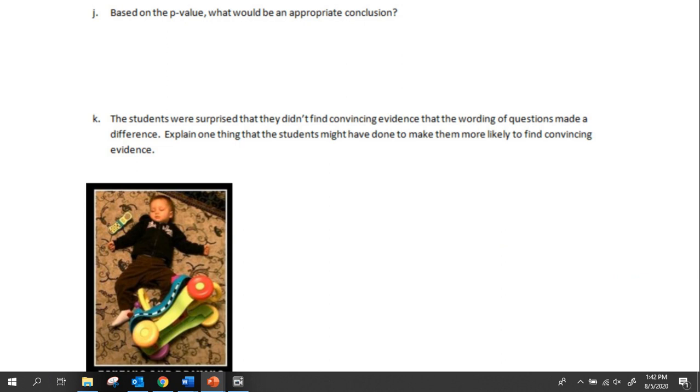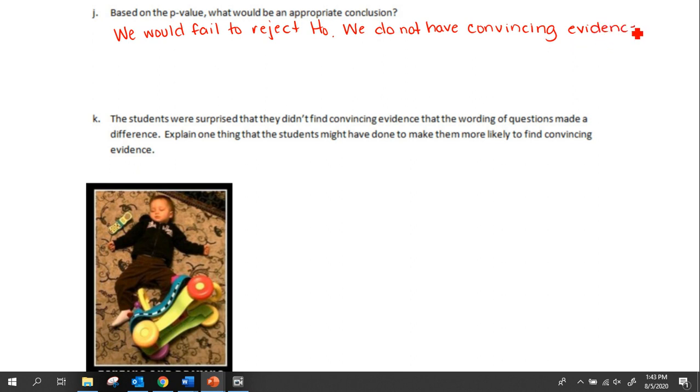Based on the p-value, what would be an appropriate conclusion? So it was 19%. So we would fail to reject H0. We do not have convincing evidence that people admit to texting and driving more with version A than version B.